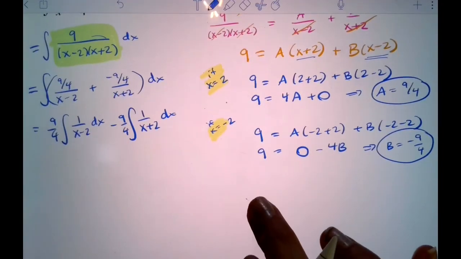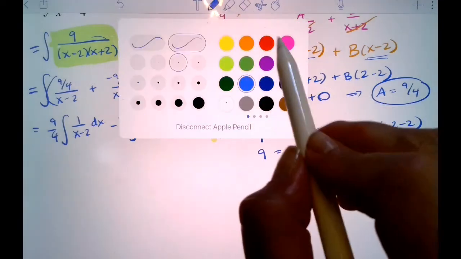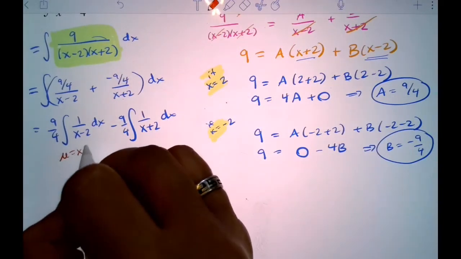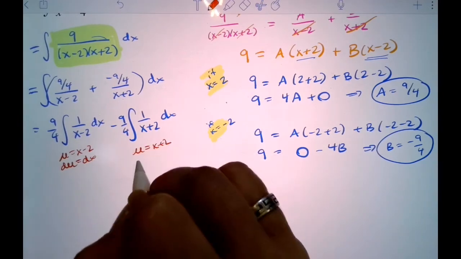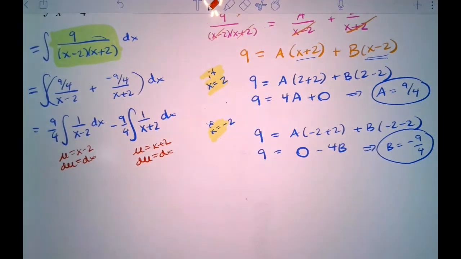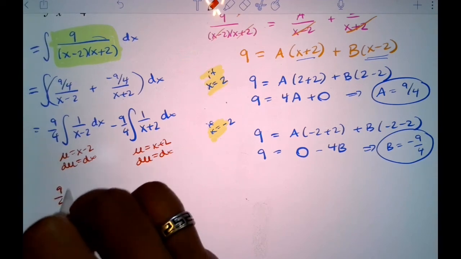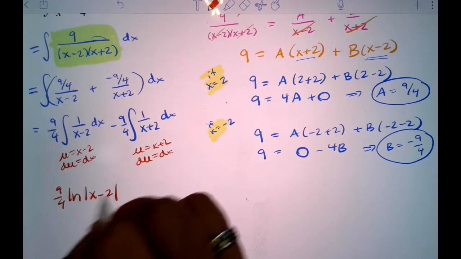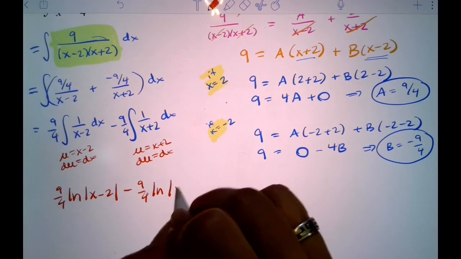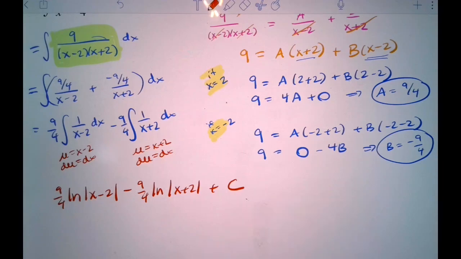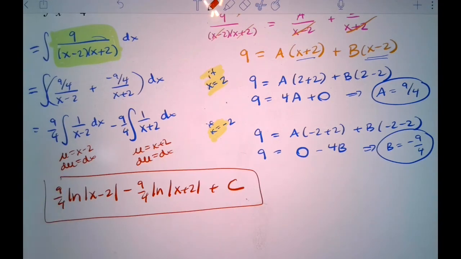And technically, at this stage of the game, you are doing two little mini u substitutions. You're letting u equal x minus 2 in the first one, and u equal x plus 2 in the second one. I would think it would be appropriate if you just do this part in your head. That's fine. It's going to be 9/4 natural log of u, which is the absolute value of x minus 2, minus 9/4 natural log of the absolute value of x plus 2. That is an answer, although I should be simplifying this. So this is a good answer.